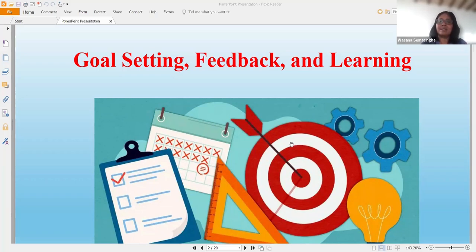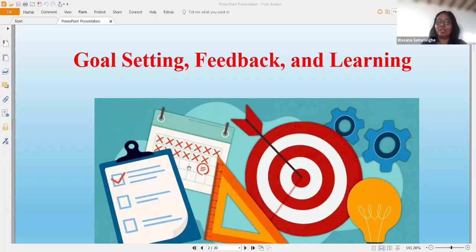These three concepts are closely connected. We set goals to guide our learning, and we use feedback to check our progress and make improvements in our learning and teaching. In the next slide, we will learn how to write effective goals using the SMART framework.